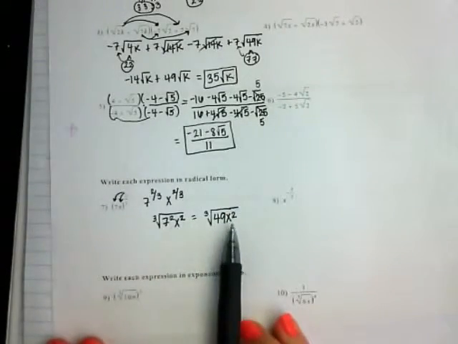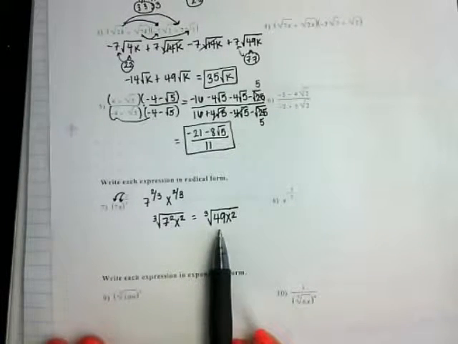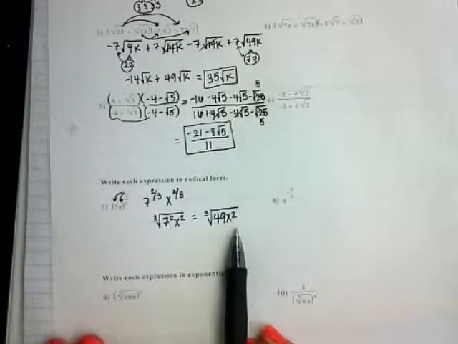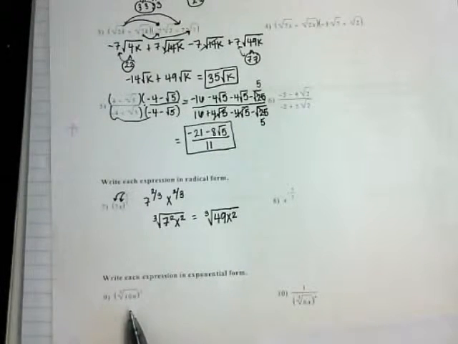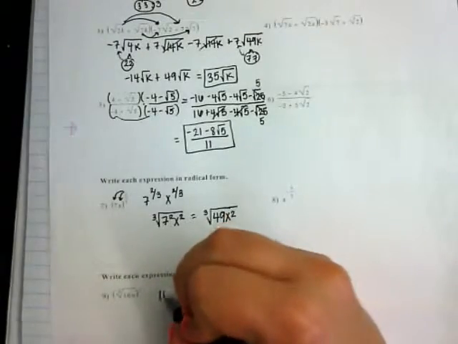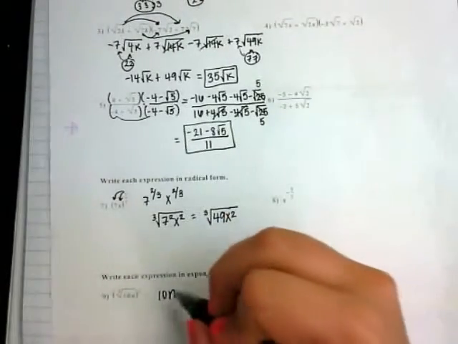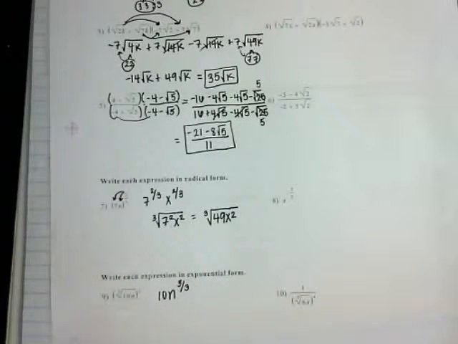Now what we're looking for are groups of 3. If we tried to reduce this any further, we know we're not going to get a group of 3 out of 49, and we're not going to get a group of 3 out of x squared, so we are done there. When we rewrite each expression in exponential form, again, now we're just going from radicals to the fractional exponent. So this is the power on the top and the root on the bottom. All we do here is take our radicand, and we know the power is 5 and the root is 3. So 10n to the 5/3, final answer.